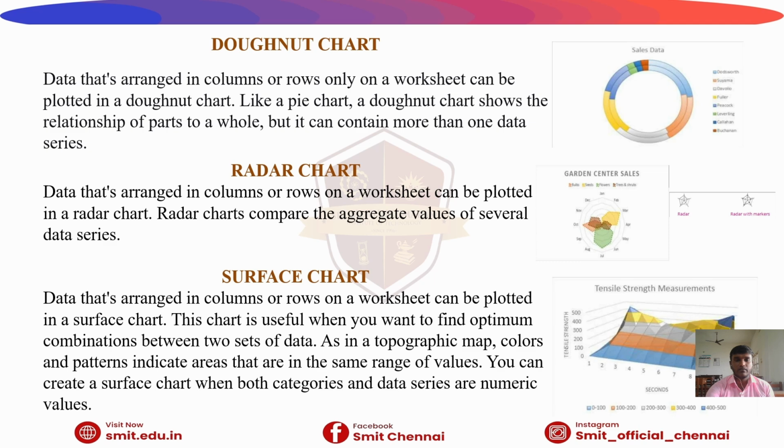Then the surface chart. A surface chart shows three-dimensional data, with colors showing individual ranges of values across two dimensions. When can it be used? When you want to find the optimal combination between two sets of numerical data, like temperature and pressure affecting a chemical reaction.